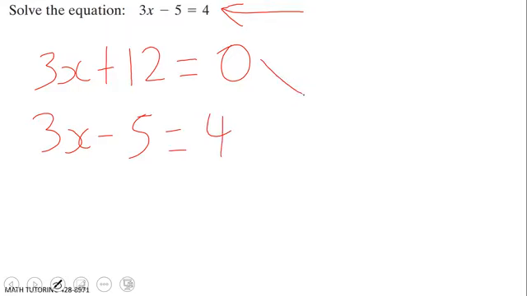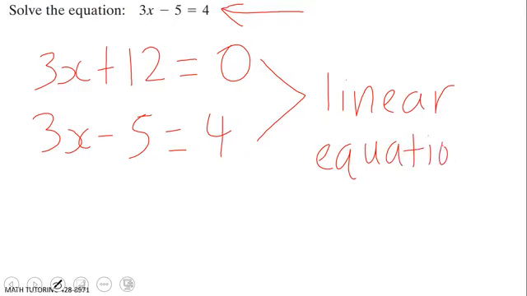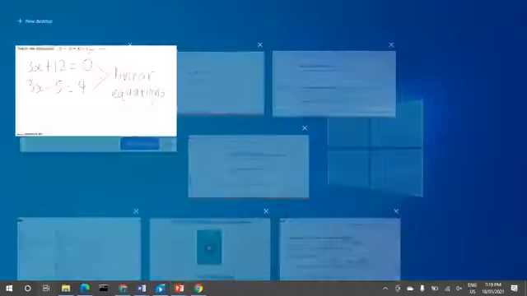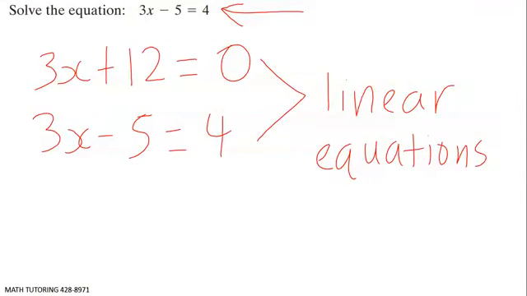These two equations are called linear equations. Now, why are they called linear equations, or what hint can we get in the name about how the graphs of these equations look? So let's consider how the graph of these equations look. Let's look at the equation 3x plus 12 equals 0 and see how the graph of the function looks.